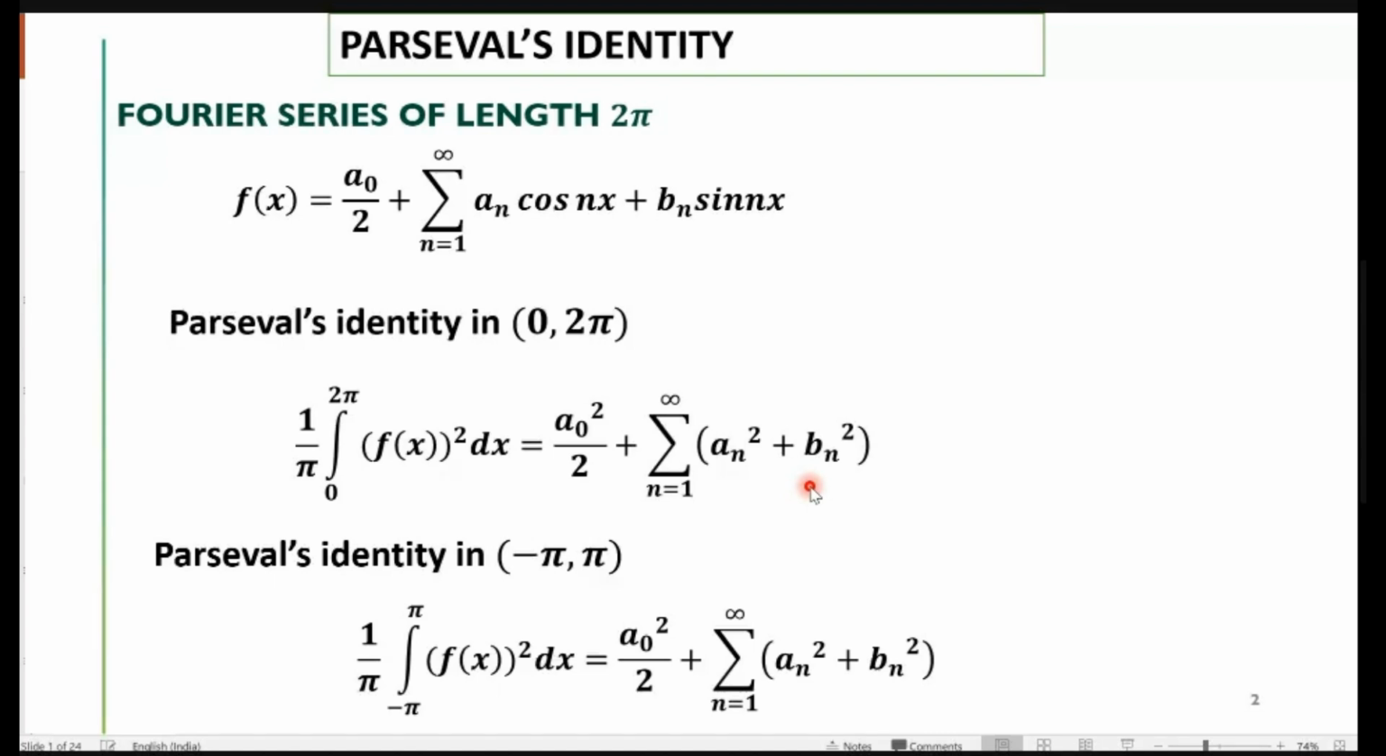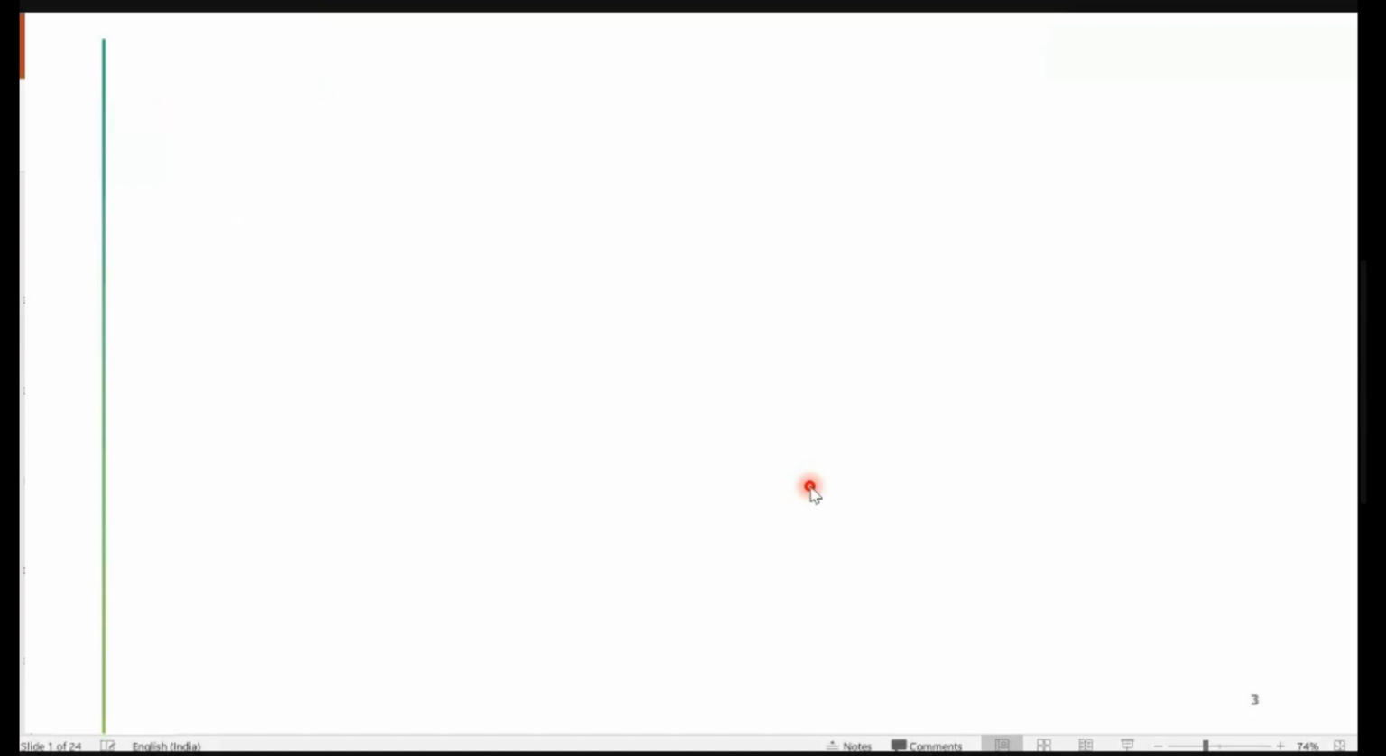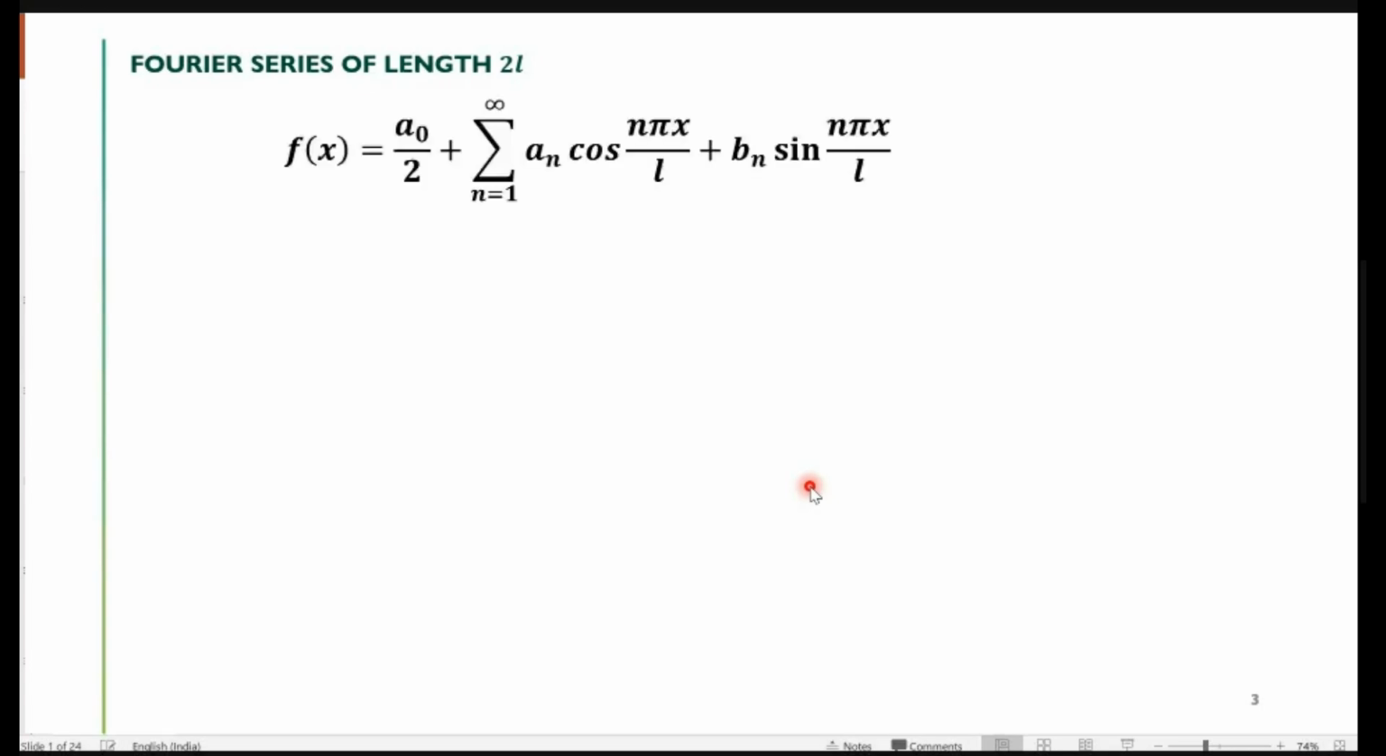Okay, similarly when we want to write the Fourier series of length 2l, which means the intervals are 0 to 2l or minus l to plus l, we normally write: f of x is equal to a0 by 2 plus summation n varying from 1 to infinity an cos n pi x by l plus bn sin n pi x by l. This is the Fourier series in the interval either 0 to 2l or minus l to plus l.